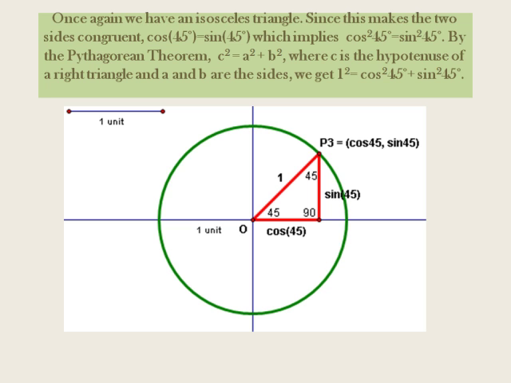Once again, we have an isosceles triangle. We know we have an isosceles triangle because we have two congruent base angles. Since this makes the two sides also congruent, we have cosine of 45 degrees equals sine of 45 degrees, which implies cosine squared of 45 degrees is going to equal sine squared of 45 degrees.